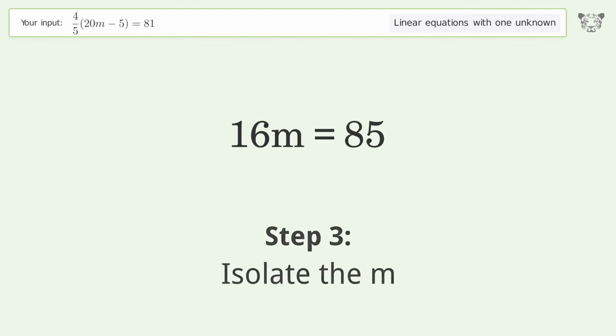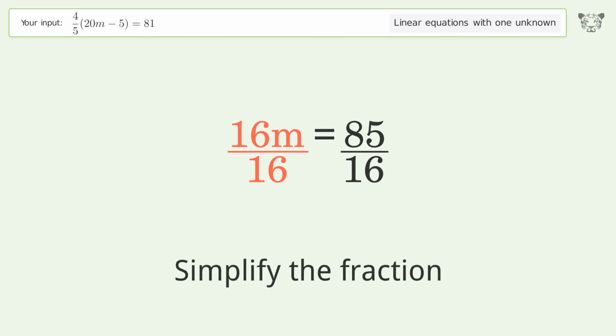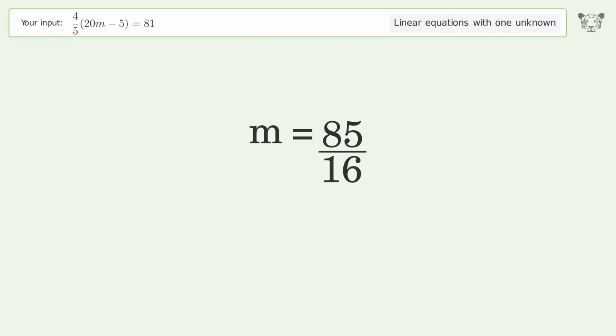Isolate the m. Divide both sides by 16. Simplify the fraction. And so the final result is m equals 85/16.